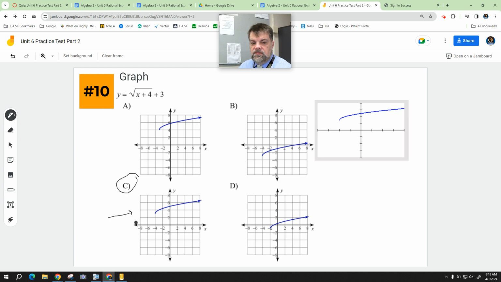Okay. They have very similar looks. The graphs look similar, but because this crosses right here at about 5, between 4 and 6, and this one crosses the y-axis between 4 and 6, then it's C. Okay? That one's pretty easy.